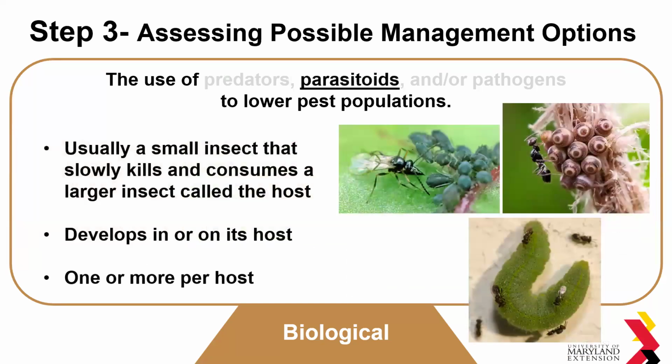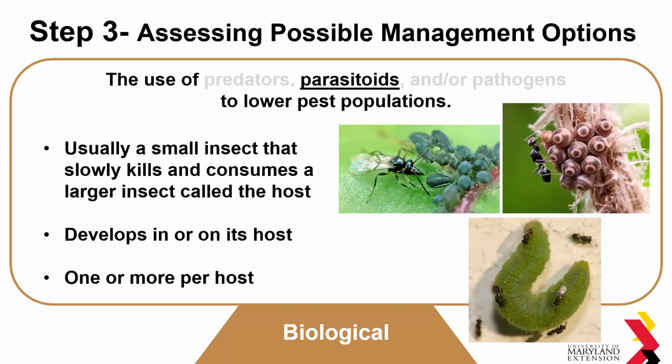Parasitoids. So these are usually a small insect that slowly kills and consumes a larger insect called the host. This parasitoid can either develop inside of the host or on the outside of the host. And there can either be one or more parasitoids per host. It's really going to depend on the parasitoid species.